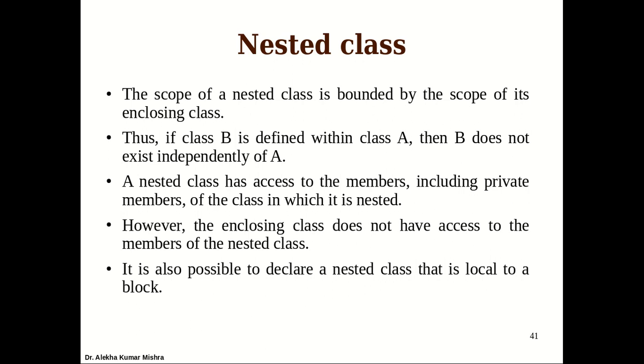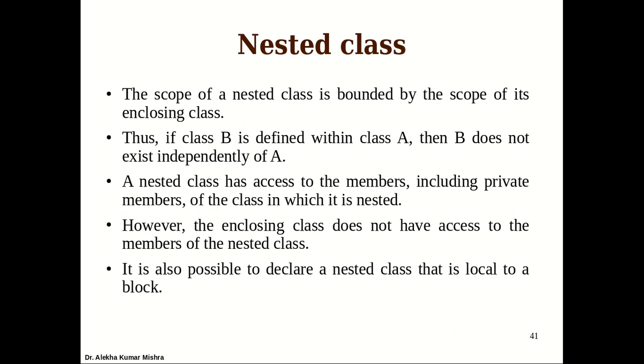For example, let's say class B is defined within class A. So class B is the inner, nested class, and A is the enclosing class. In this case, B cannot stand independently. Whenever we refer to it outside, B stands with A only. Now the rule is that a nested class can access all the members, including private members, of the enclosing class.